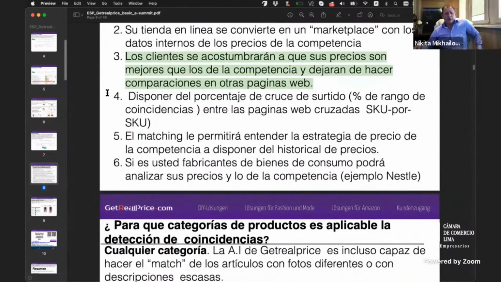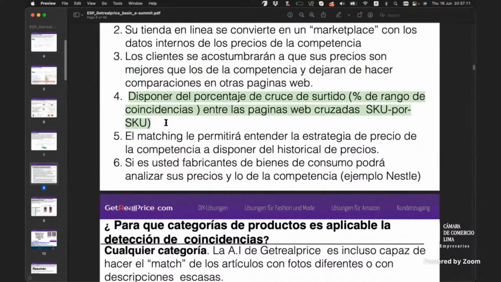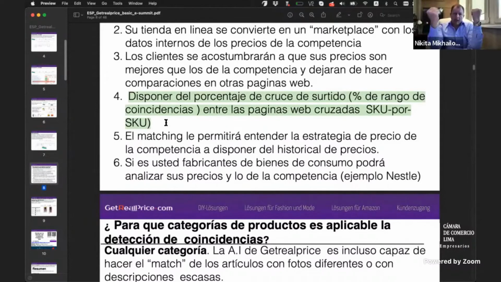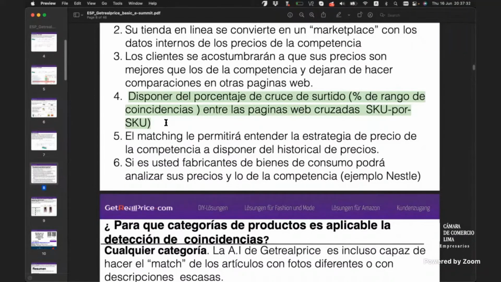The next point is not so obvious, but if you imagine the pickup rate. I mean, for example, your web shop has 1,000 articles, and the competitor web shop has, let's say, also 1,000 articles.